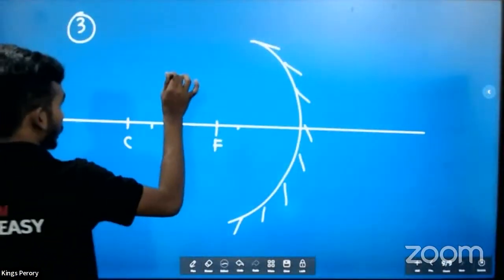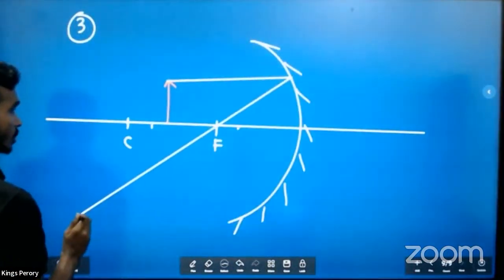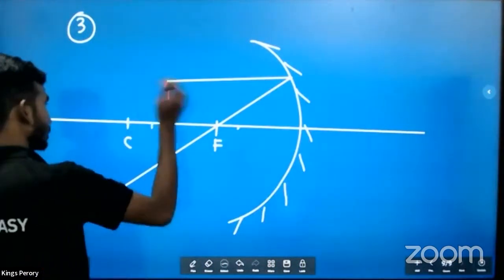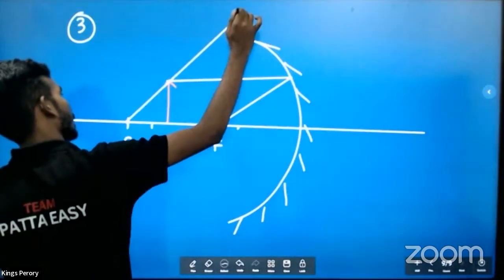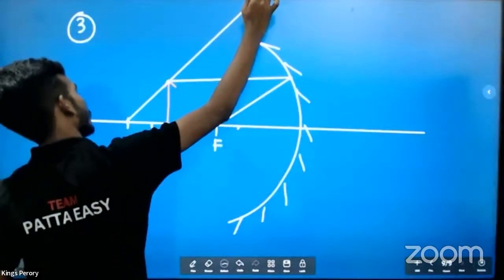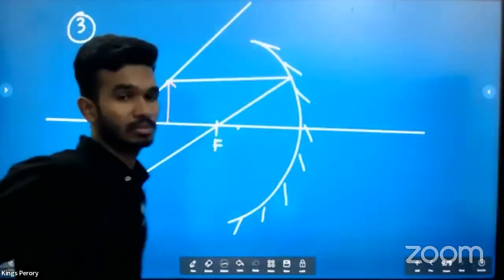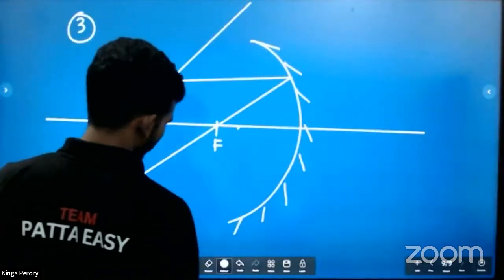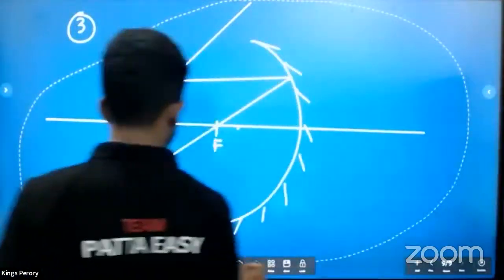If I draw and show, there you go: parallel, reflect and go through focal; the second ray from the center of curvature. And it goes somewhere like that. Now you might tell me, sir, it is going out of this mirror room. How to draw this? For this, there is a technique.